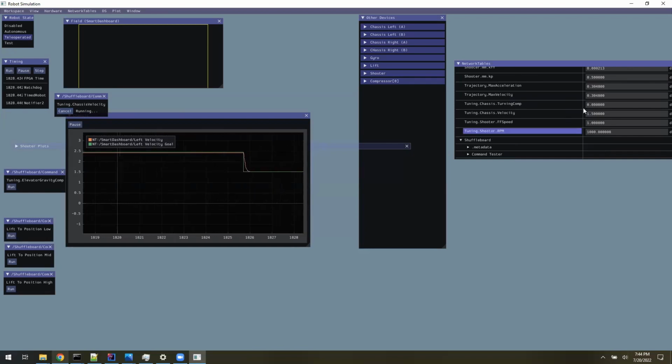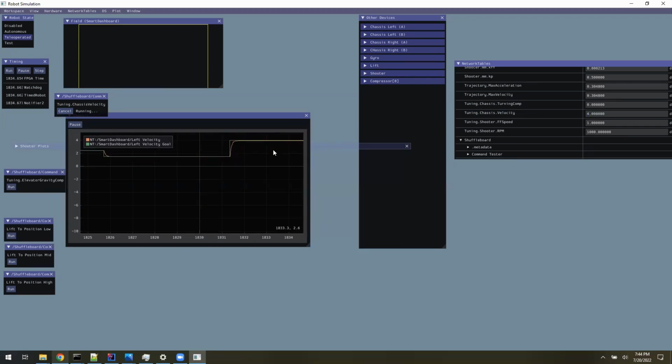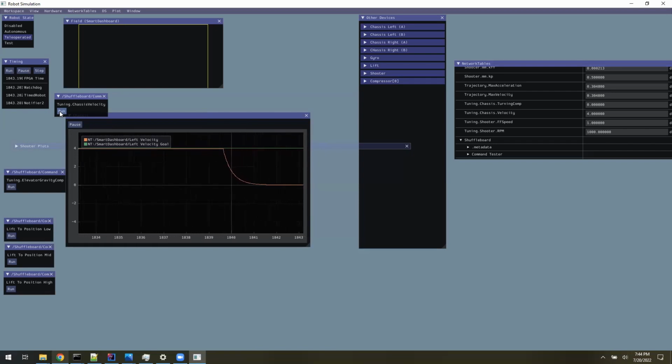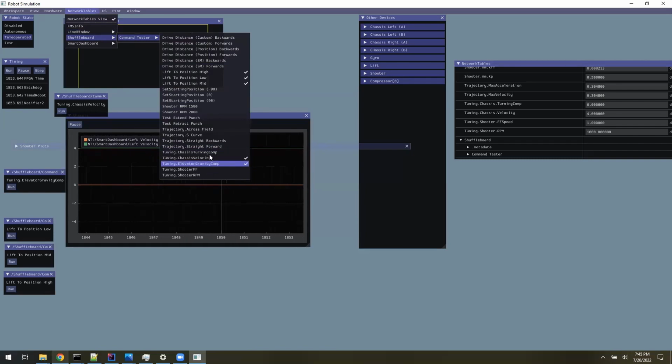It loves hitting that 1.5 dead on the nose. And that's all pretty good. So now that we have our velocity good, we should be able to do the trapezoidal motion profiling good. It should just work explicitly. So I have a driving straight command.